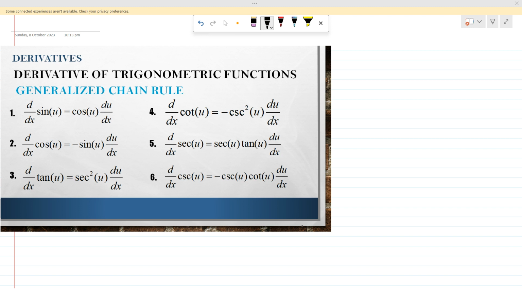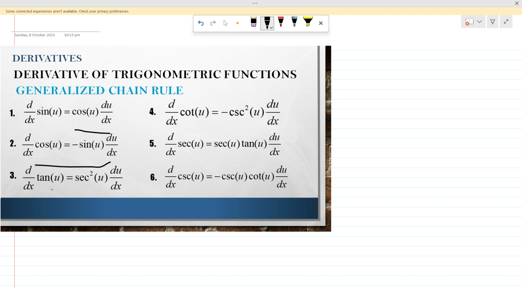Okay, so let's start with our 6 trigonometric function po sa ating derivative. Okay, so ito po yung 6 formulas lang po na would be included sa ating midterm examination. Okay, so andito po si derivative daw po ng ating sin u with respect to x. Equivalent daw po siya kay cosine u, then derivative ng u with respect to x. Okay? So we have also here the cosine u. Derivative po niya is negative sine u du over dx.